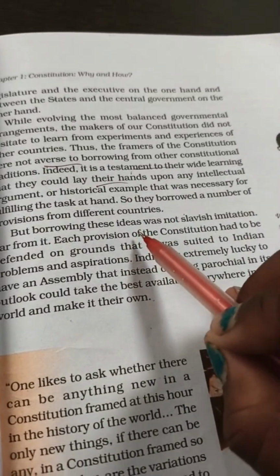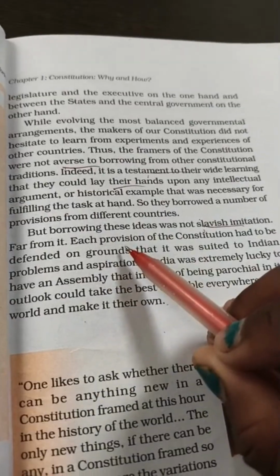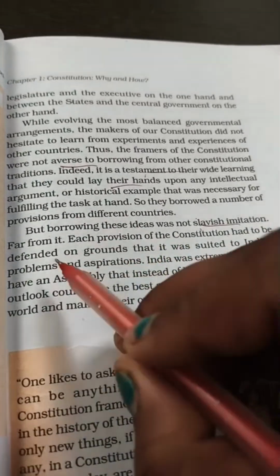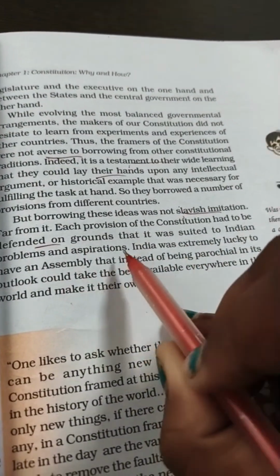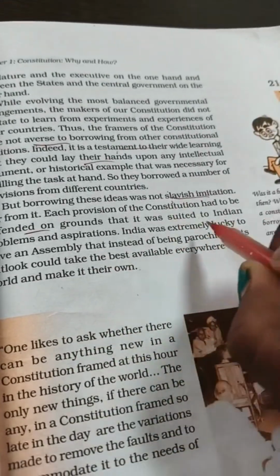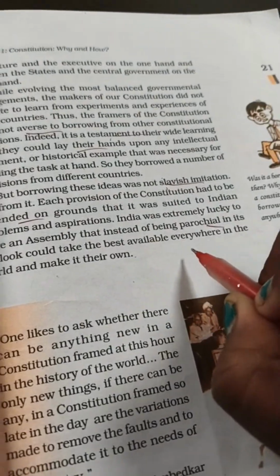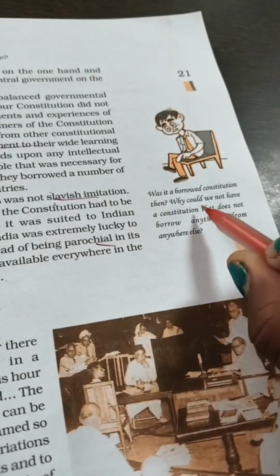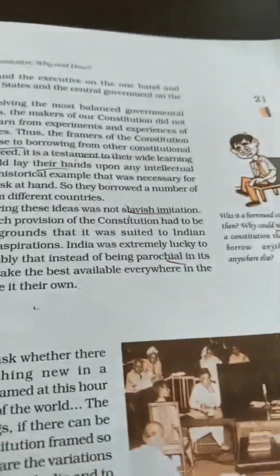But borrowing these ideas was not slavish imitation. Far from it. Each provision of the constitution had to be defended on the grounds that it was suited to Indian problems and aspirations. India was extremely lucky to have an assembly that, instead of being parochial in its outlook, could take the best available everywhere in the world and make it their own. Here, was it a borrowed constitution? Then why could we not have a constitution that does not borrow anything from anywhere else?